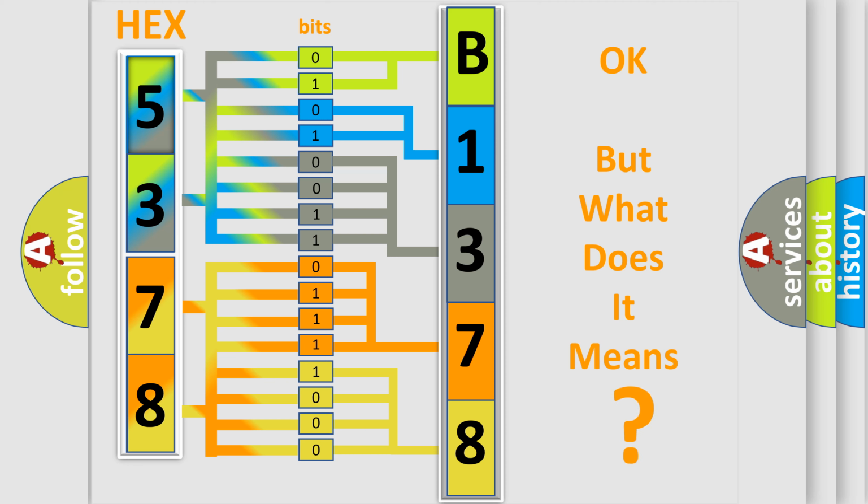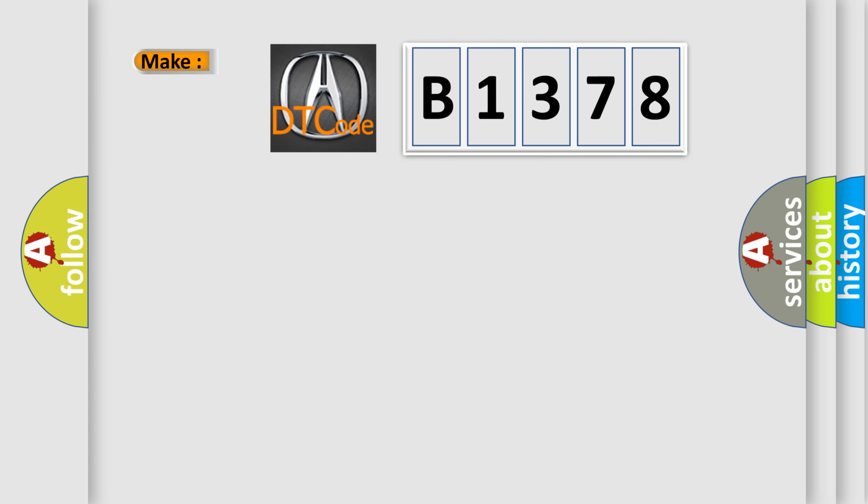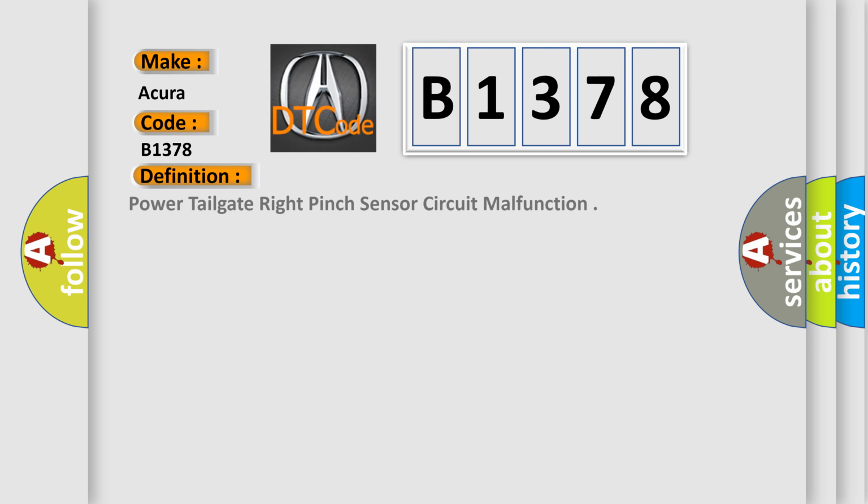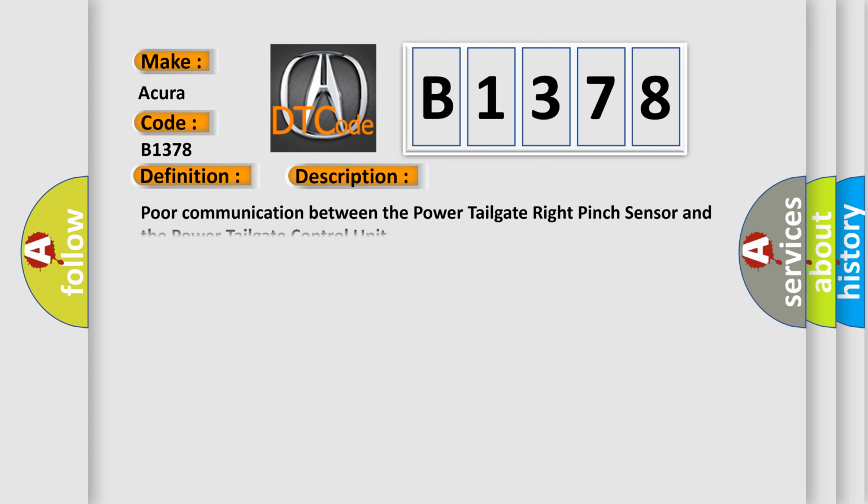The number itself does not make sense to us if we cannot assign information about it to what it actually expresses. So, what does the diagnostic trouble code B1378 interpret specifically for Acura car manufacturers? The basic definition is power tailgate right pinch sensor circuit malfunction.